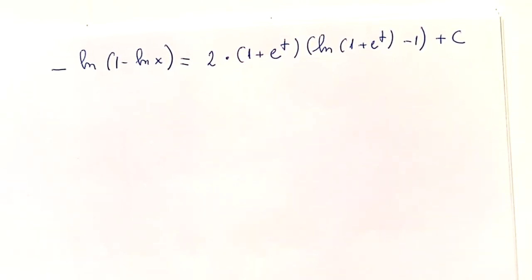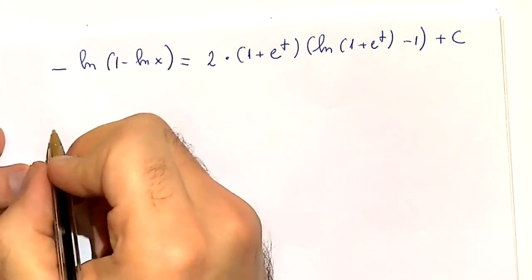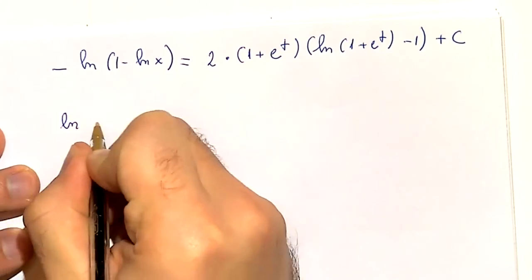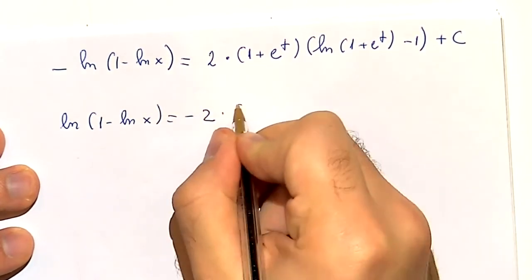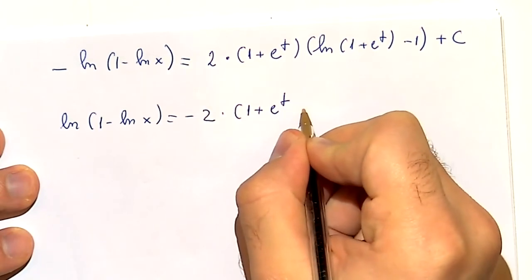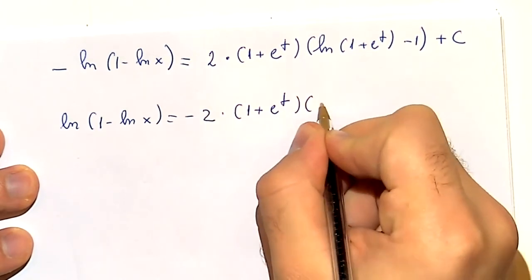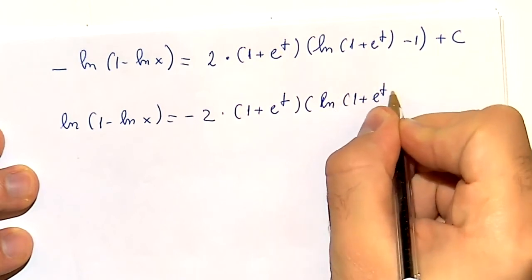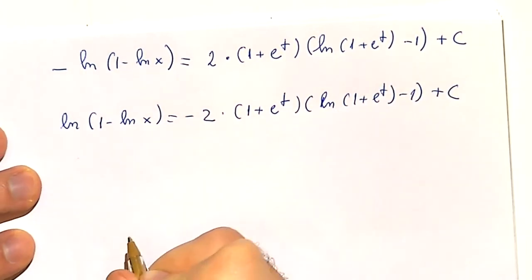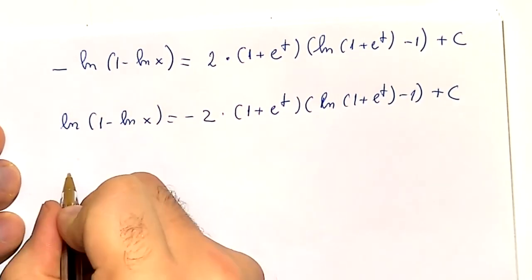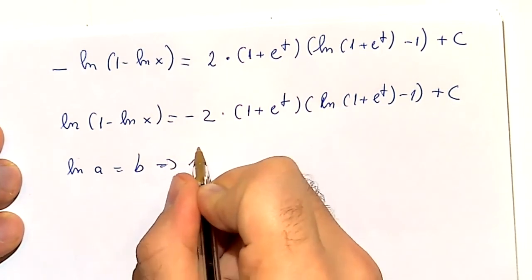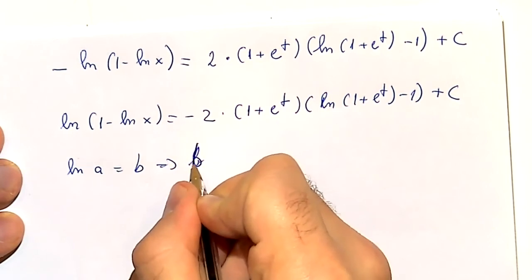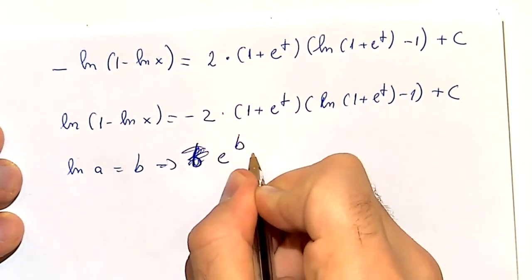Okay, so now all I have to do is get my x out and I'm done. So this is just log of 1 minus log of x is equal to minus 2 multiplied by the whole shebang. Okay, so again, using the formula, log of a is equal to b. This means that e to the power of b is equal to a.